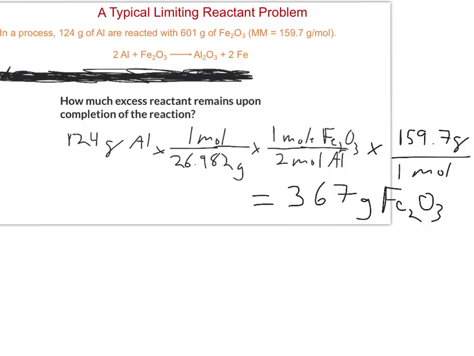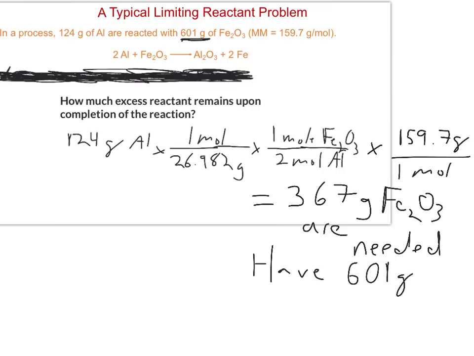Now what this number means, again I'm not interested in the product here per se, I want to know how much excess remains. So I can do the stoichiometry for if I've got aluminum, I can do it for the other reactant. And this number means that 367 grams of Fe2O3 are needed. So, the question says that I have 601 grams. So, I've got plenty of Fe2O3. Therefore, Fe2O3 is the excess reactant.